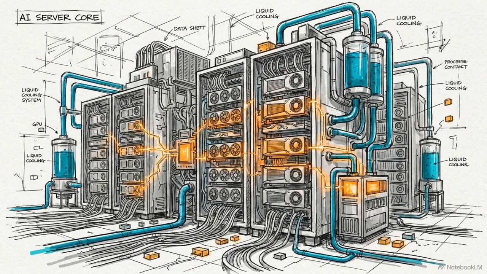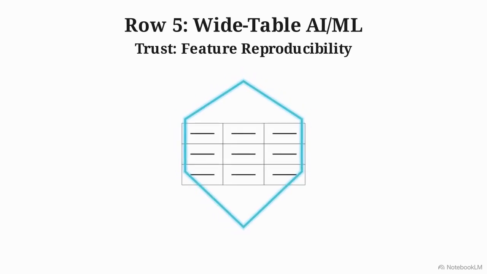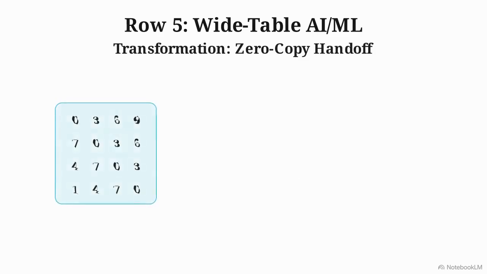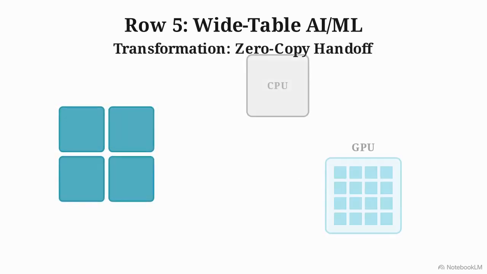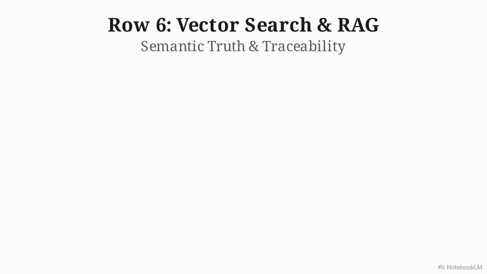We reach the most complex edge of modern data architecture with wide-table AI feature engineering. Machine learning workloads test both trust and transformation. AI trust requires feature reproducibility, guarding the exact training dataset against data leakage. Meanwhile, transformation shifts to compute-heavy matrix math, using hardware-aware formats for zero-copy handoffs directly to GPUs. The absolute extreme occurs in vector search and retrieval-augmented generation.